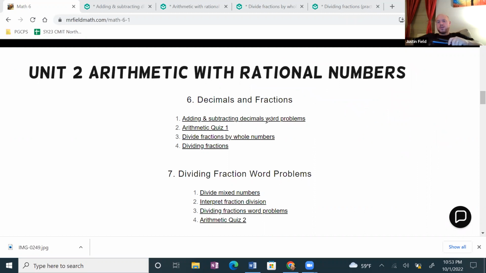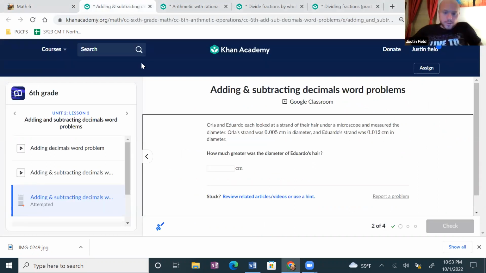So we need to do some arithmetic. We need to add, subtract, multiply, and divide. That's arithmetic. Those are operations: add, subtract, multiply, divide. So we're going to do a little bit of that with decimals, and then we're going to talk about division of fractions. All right, word problems.